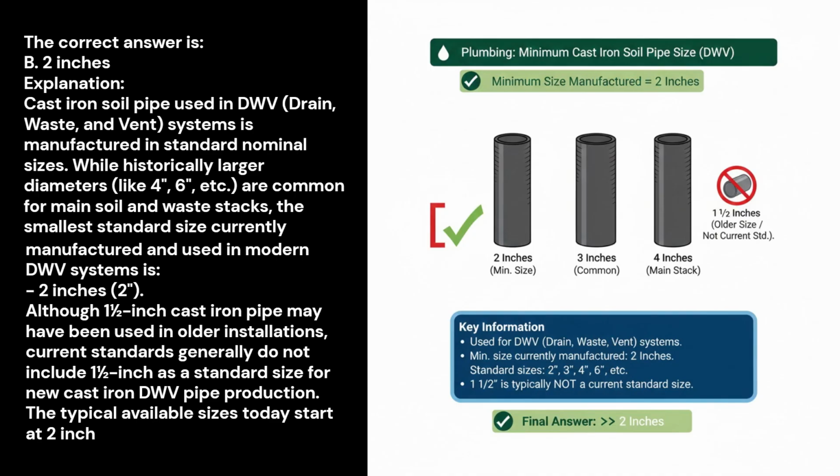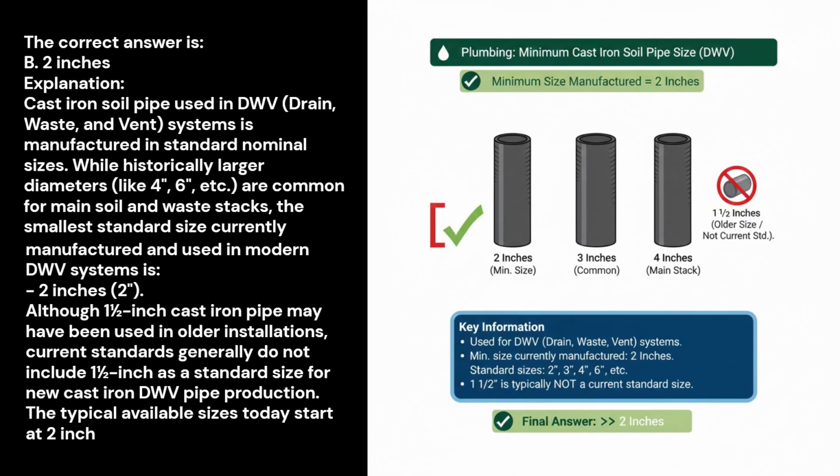2 inches. Explanation. Cast iron soil pipe used in DWV, drain, waste, and vent systems is manufactured in standard nominal sizes. While historically larger diameters, like 4-inch, 6, etc., are common for main soil and waste stacks, the smallest standard size currently manufactured and used in modern DWV systems is 2 inches.